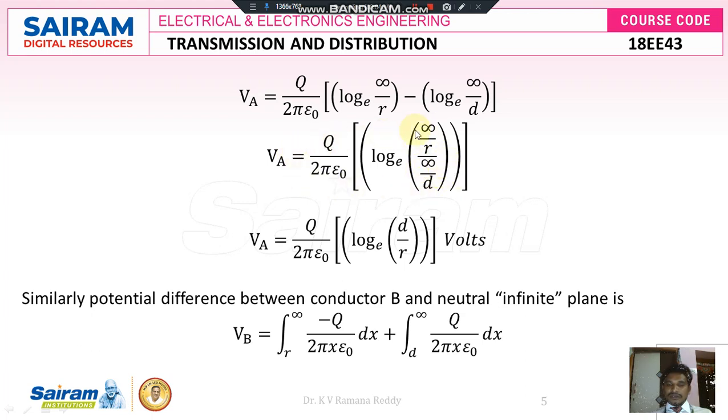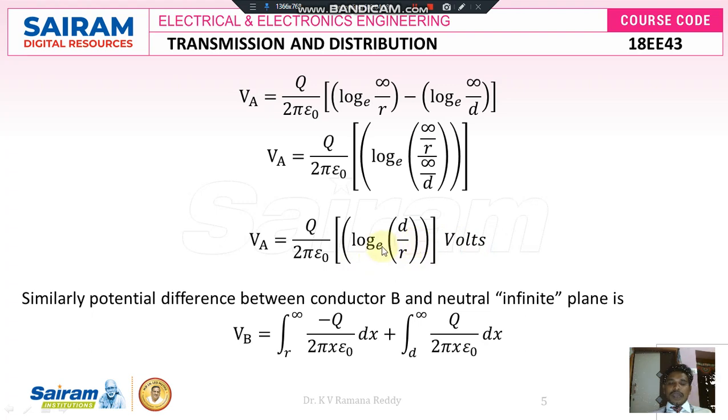If we simplify this equation, VA is equal to q by 2 pi epsilon naught of log base e of infinity divided by r, and in the denominator we can write d by infinity. So infinity gets cancelled and the remaining equation is log base e of d by r. Therefore VA is equal to q divided by 2 pi epsilon naught of log base e of d by r volts.